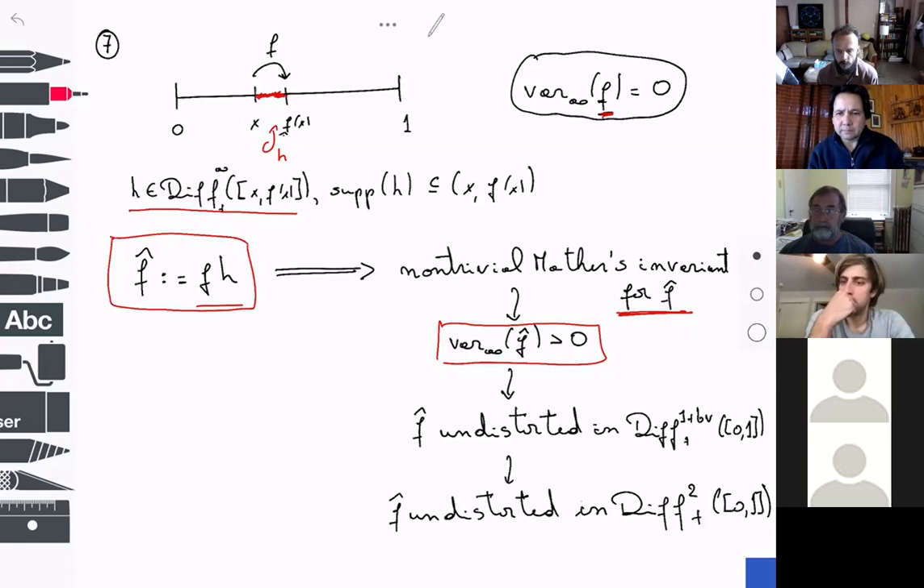So I guess you could realize the diffeomorphism group of the interval as a subgroup of the diffeomorphism group of the circle. Yes. Probably in more than one way. And then you can ask whether you have a diffeomorphism of the interval which is undistorted as a diffeomorphism of the interval, but becomes distorted as a diffeomorphism of the circle. Yes, that's a good point.